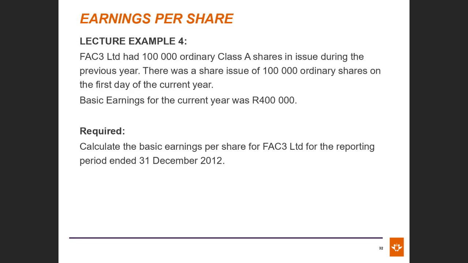So this is an easy example. They had 100,000 ordinary shares, opening balance. Then there was a share issue of 100,000 ordinary shares on the first day of the current year. So if the new share issue happened on the first day of the current year, it means at the end of the period, we had those new shares for 12 months. So we had 12 months to increase our earnings potential.